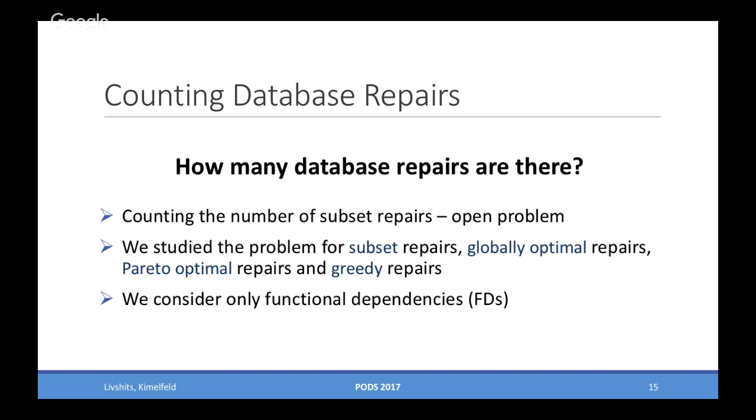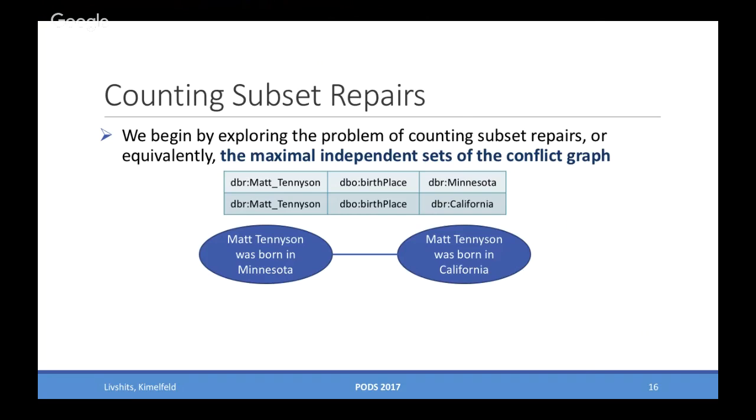So let's start with the first problem. The problem of counting the subset repairs, the traditional ones without preferences, was still an open problem. So we actually had to start with the simpler case of counting the number of subset repairs, and only then we moved on to counting the number of optimal repairs for all three notions of optimality proposed by Staworko et al. Note that we only consider schemas where the constraints are functional dependencies. So let's start with counting the subset repairs. This problem is actually equivalent to counting the number of maximal independent sets of the conflict graph.